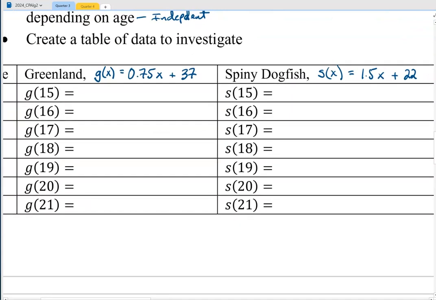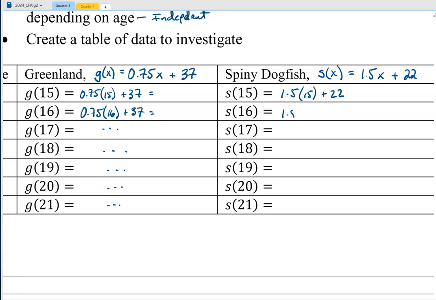So now it's just a matter of substituting in numbers. I would need to find g of 15, which would be equal to 0.75 times 15 plus 37. And that's going to give us some length. For g of 16, we'll take 0.75 times 16 plus the 37 and produce some result, and so on. We'll just continue this pattern to fill in this table. On the other side, we'll set it up much the same way. 1.5 times 15 plus 22, 1.5 times 16 plus 22, and so on.